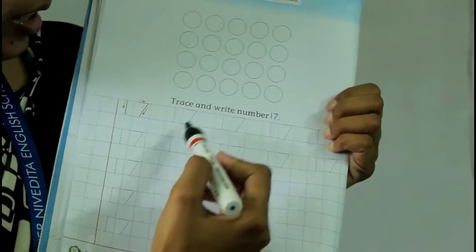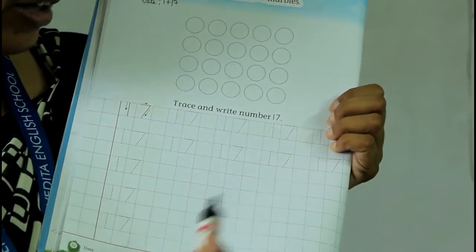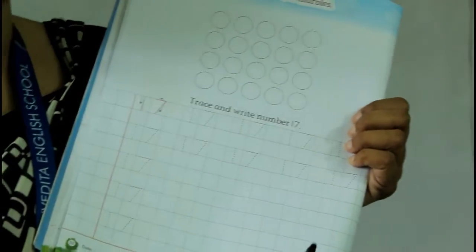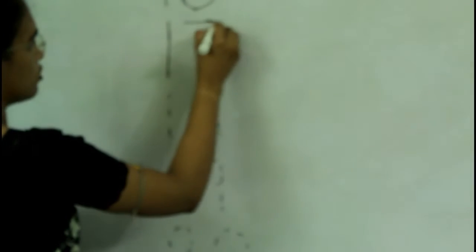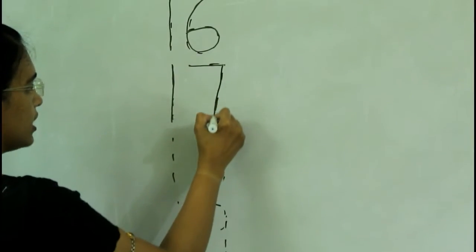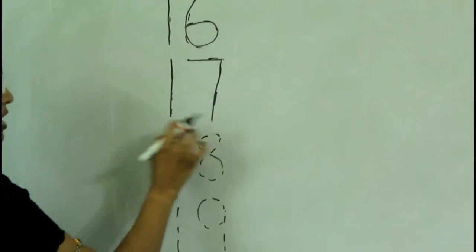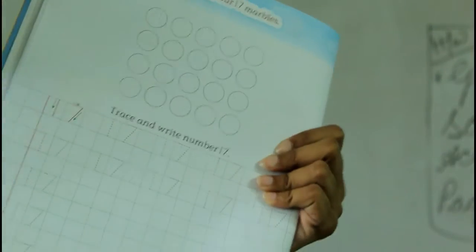Okay. Then here you have to trace the number 17, and here you have to write it by yourself. Now I will show you how you will trace the number 17. Like this. One straight line. This is number 1. A small sweeping line, then a slanting line. Number 7. 1, 7, 17. So this page is your homework. Now turn the page, come to the next page.